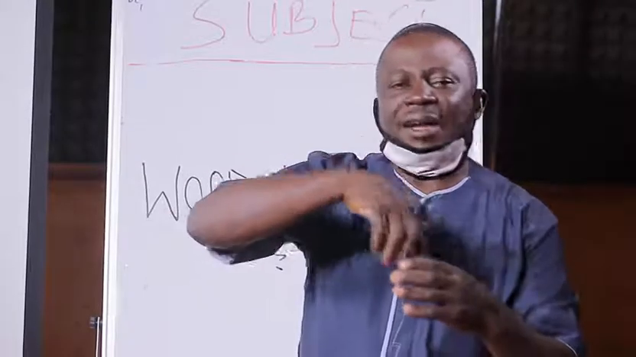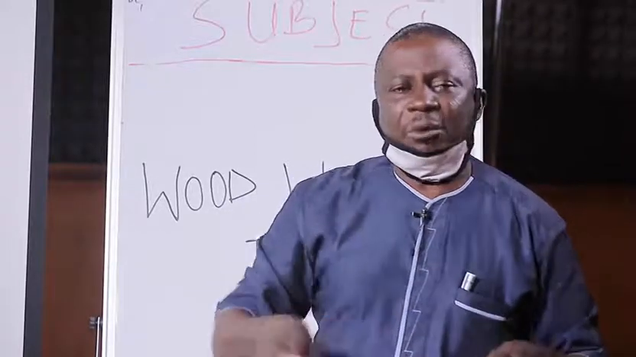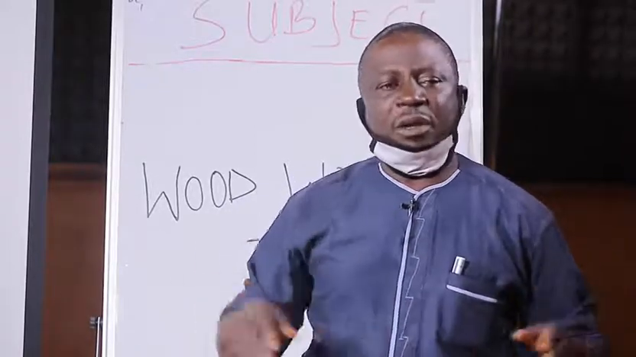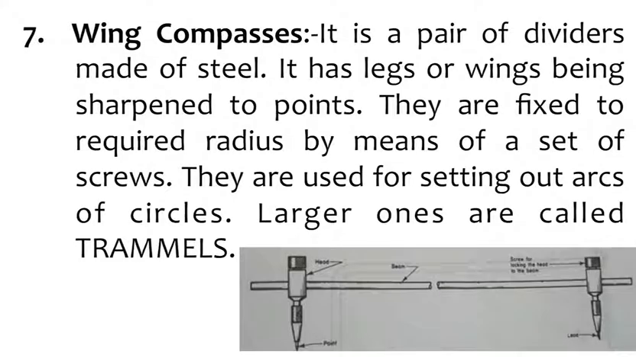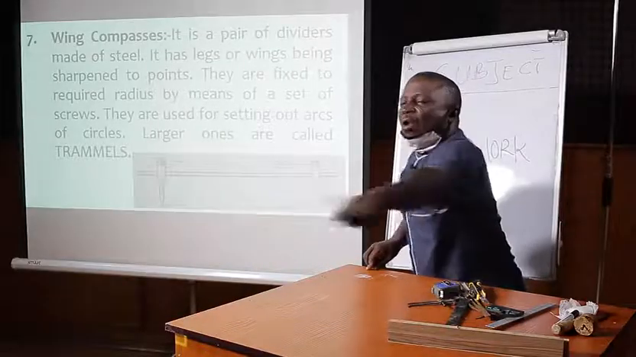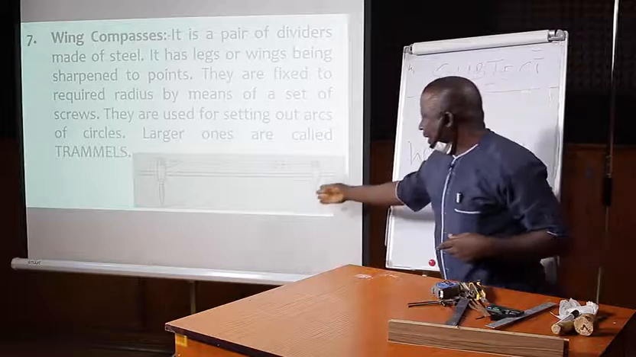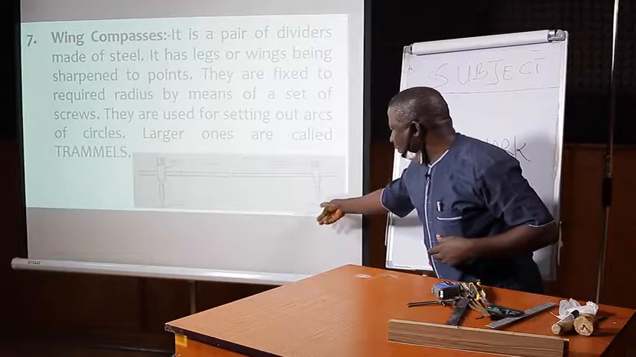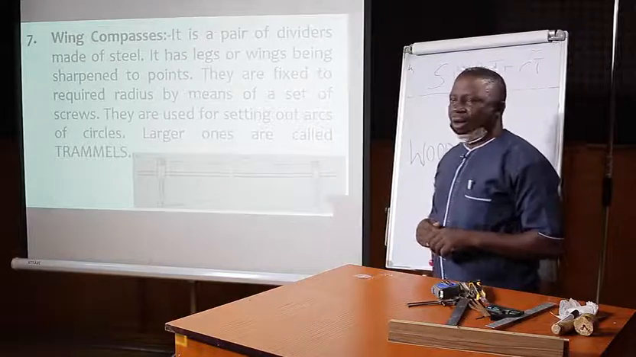You all know the divider that we use in our mathematics set. There are some other ones that are longer. We call them trammels in drawing, and they are used for drawing long arcs. You can see this one. The drawing illustrates it. It has two points. One is fixed to the base, and the other one is to draw very long, large arcs on surfaces of wood. This is the position that draws, and this one is fixed to a point. That is the use of the wing compass.